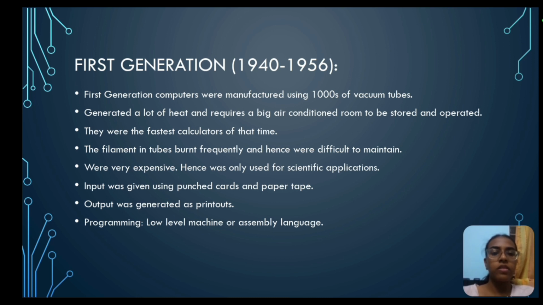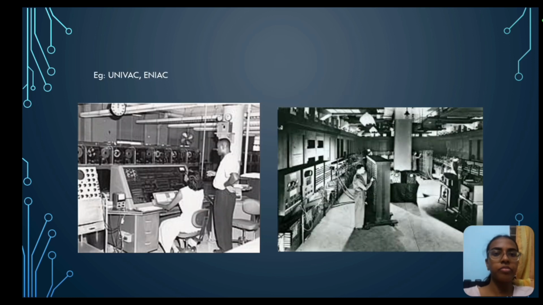The input was given using punched cards and paper tape, while the output was generated as printouts. Low level machine or assembly language was used for programming. Some examples of first generation computers are UNIVAC and ENIAC.